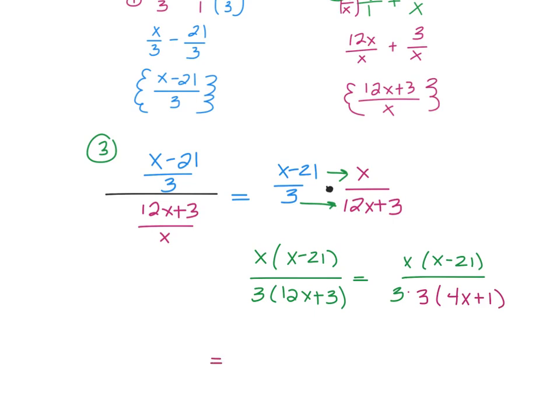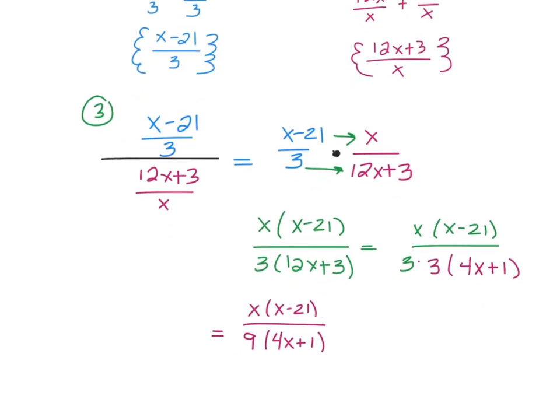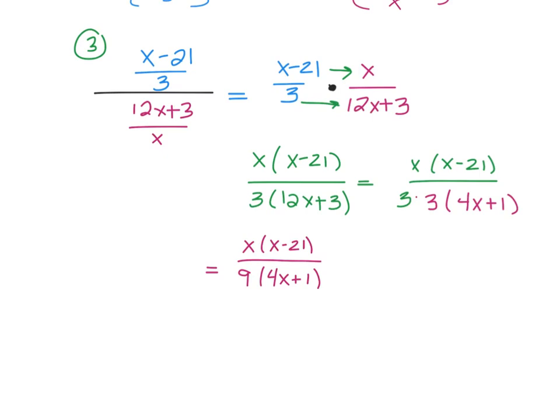So now we have x times x minus 21 all over 3 times 3 makes 9, times 4x plus 1. Make sure nothing can simplify down to a 1 and be deleted. In this case, we do not have anything to simplify down to a 1. So this is our final answer for this complex fraction. Just because they look scary doesn't mean they actually are.